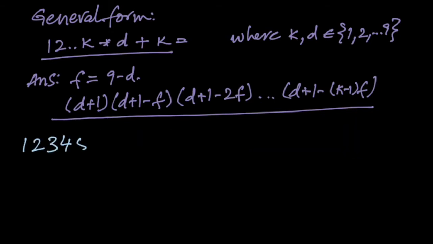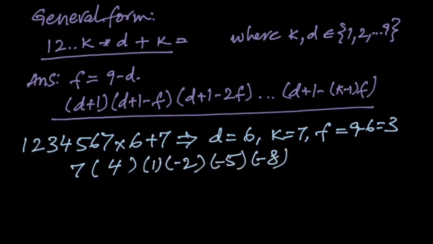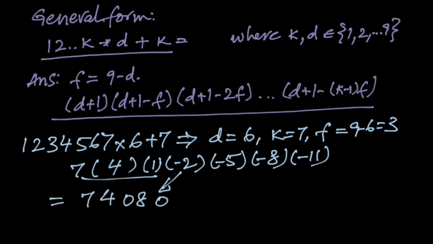One more example. So we are starting from d plus 1, which is 7, and we are going to subtract 3 at each step, and we are going to do it 6 times. So 7, 4, 1, minus 2, minus 5, minus 8, minus 11.